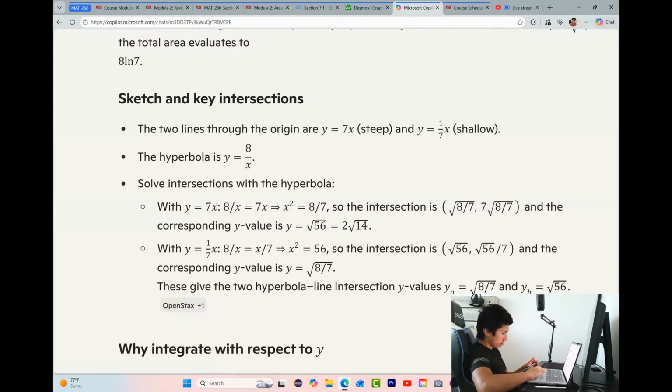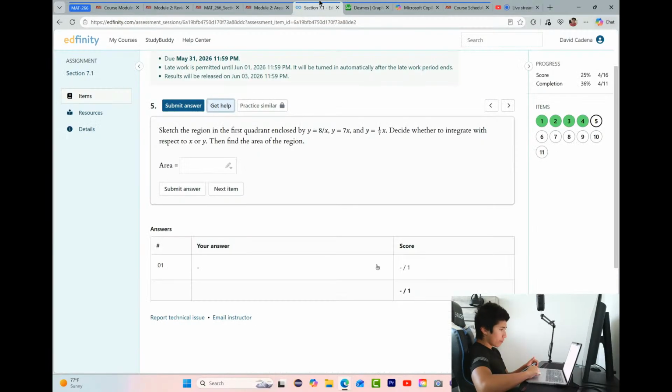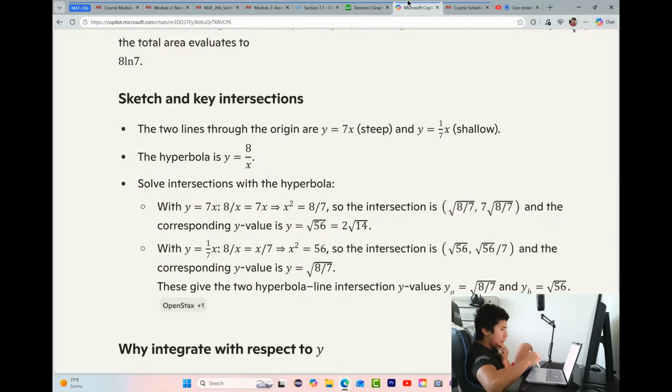So y equals 7x, 8 over x equals 7x, x squared equals 8 over 7. So the intersection there at y equals 7x, and where is that? Where is y equals 7x? Right there. Dang. With y equals 7x, 8 over x equals 7x, and x squared equals 8 over 7.